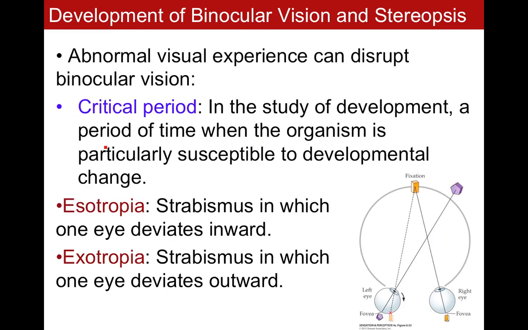In terms of developing binocular vision, again, abnormal visual experience would disrupt it, and there is a critical period when it's developing. So that's the time, again, when the person is really susceptible to changes that might happen or injuries that they might get. We already talked about strabismus, but esotropia is strabismus where one eye is inward, and exotropia is strabismus where one eye faces outward.